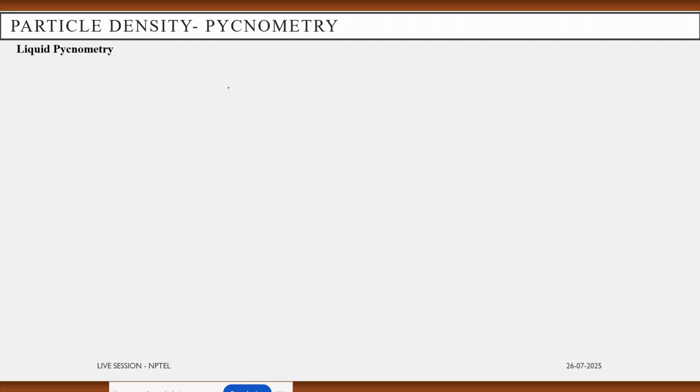If there is any question till this part, you may feel free to ask. Next we will discuss specifically how we follow the liquid pycnometry or the air pycnometry process to calculate the density of the particle. And at the last, we will do one more question based on the particle density.